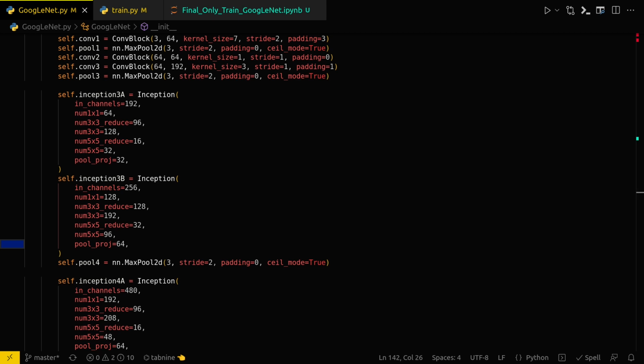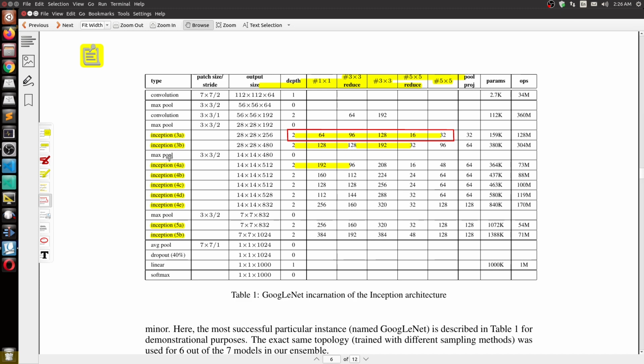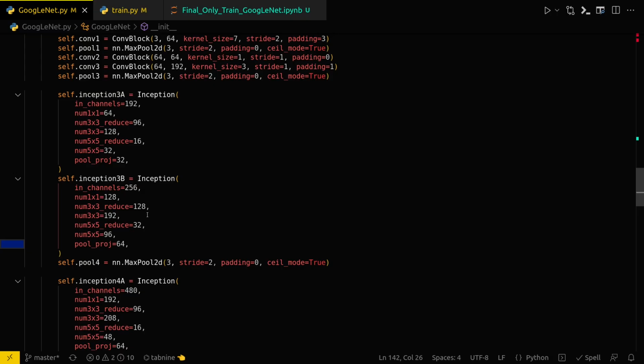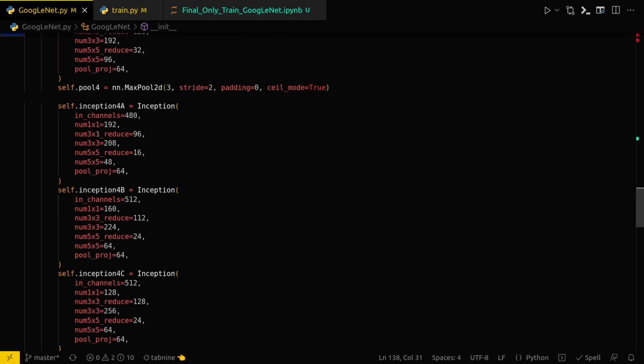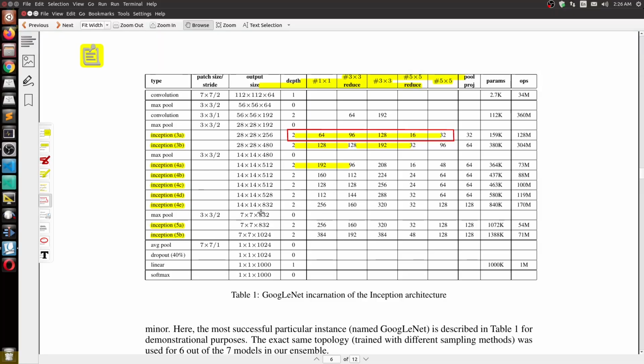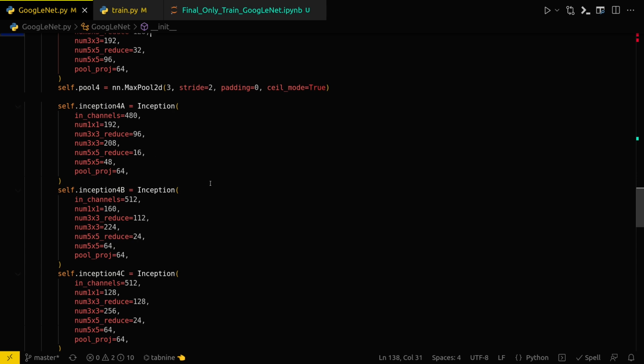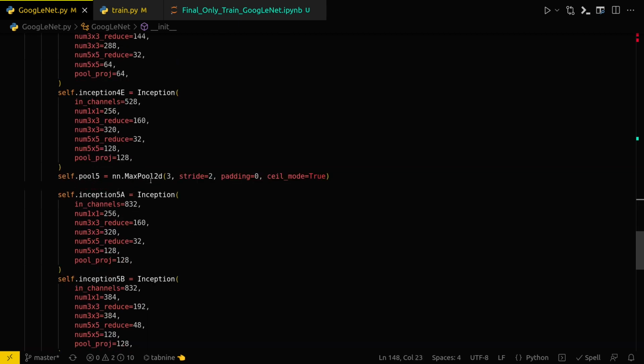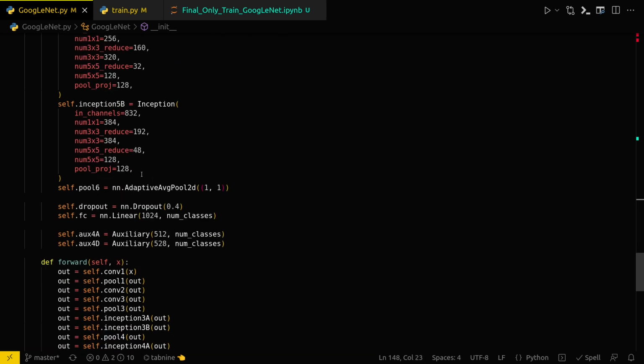After Inception 3B, I have a max pool layer according to the paper, so that's what I'm implementing here. And then the next Inceptions, I have a total of 9 Inceptions. All of them are implemented exactly following these numbers here. This table is your Bible while doing the Inception V1 or GoogleNet implementation. You can check these numbers because I will definitely give the link of this code in the description. I'm just following this paper, so there's no point talking about it here again.